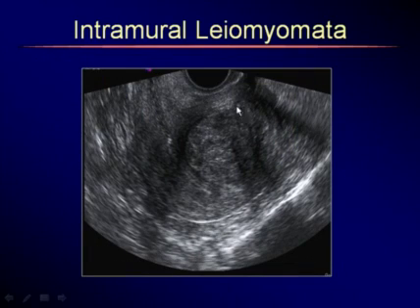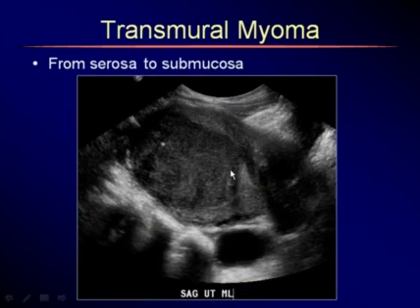Here's a myoma. It's intramural. It just abuts the endometrium. It really does not protrude into the cavity, and it has about a centimeter of myometrium covering it. So this is an intramural leiomyoma. Here is a transmural. This is a transabdominal scan showing this uterus with this large fibroid that extends from serosa with a small submucosal component. So this is a transmural. Such a fibroid will not be removed laparoscopically nor hysteroscopically.